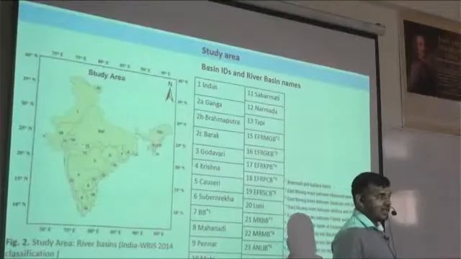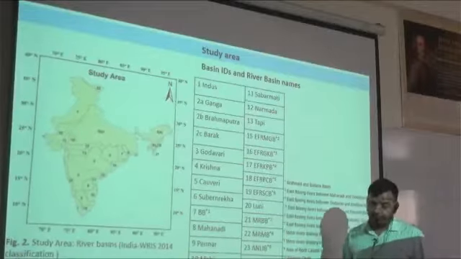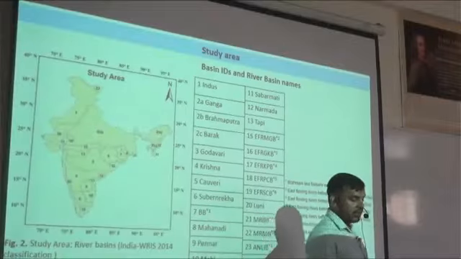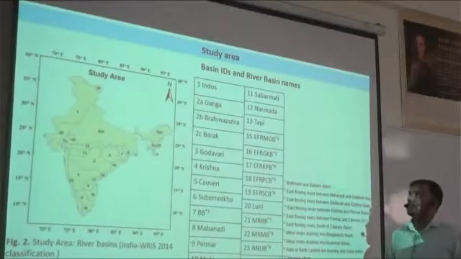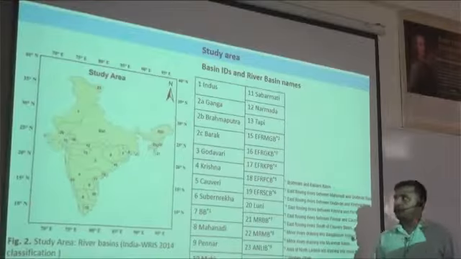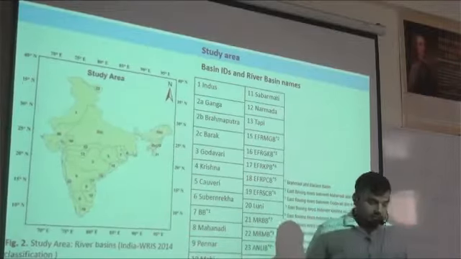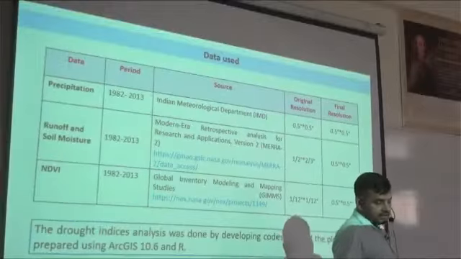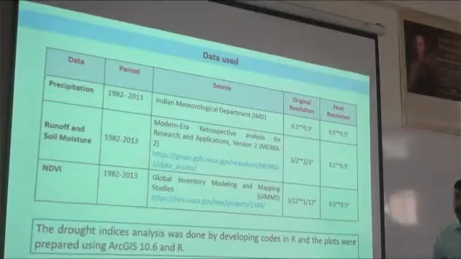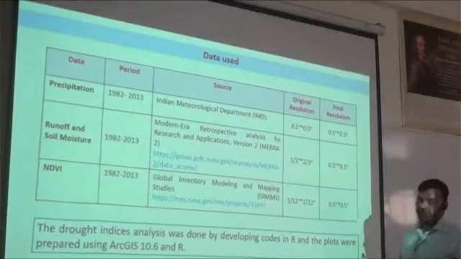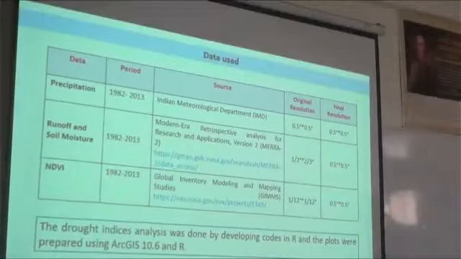This study has been carried out all across India in 25 river basins as per the India-WRIS 2014 classification, denoted by the numbers 1, 2, 3, 4 up to 24. Initially one is the Indus, then Ganga, Brahmaputra, Barak, Godavari, Krishna, Kaveri, Subarnarekha, Brahmani and Baitarani, Mahanadi, Pennar, Mahi, Sabarmati and so on. Then these are some of the data sets we have used. Since this is an old study from my PhD itself, the data set is up to 2013 only, but right now it is available till 2025, so we can go ahead with that.